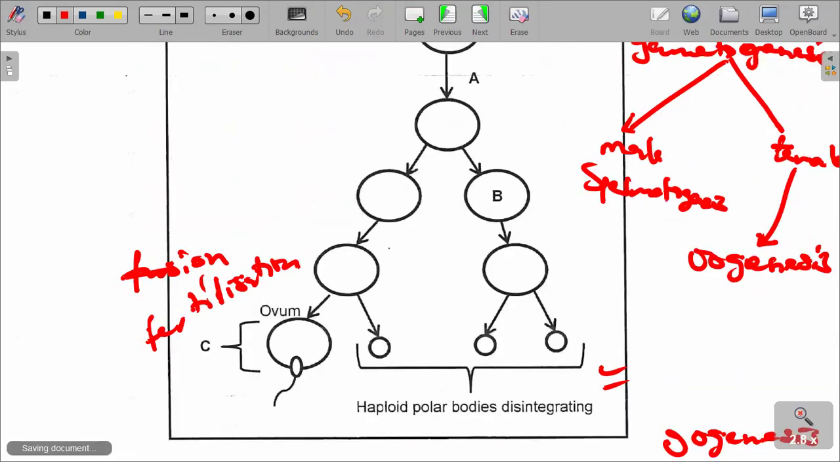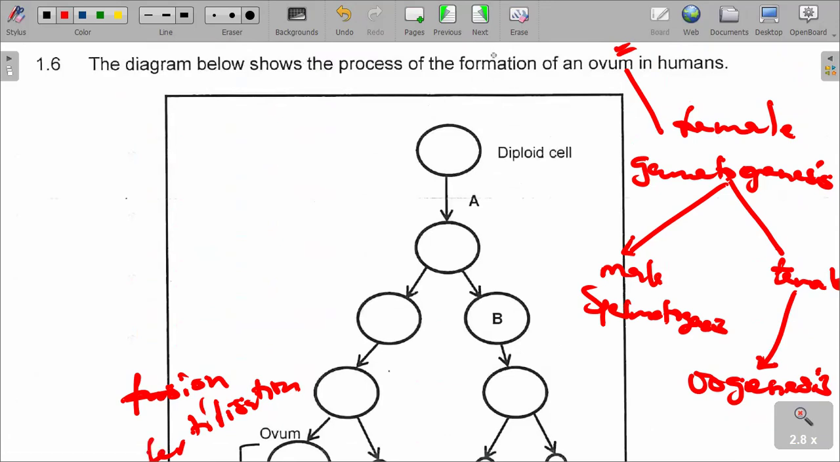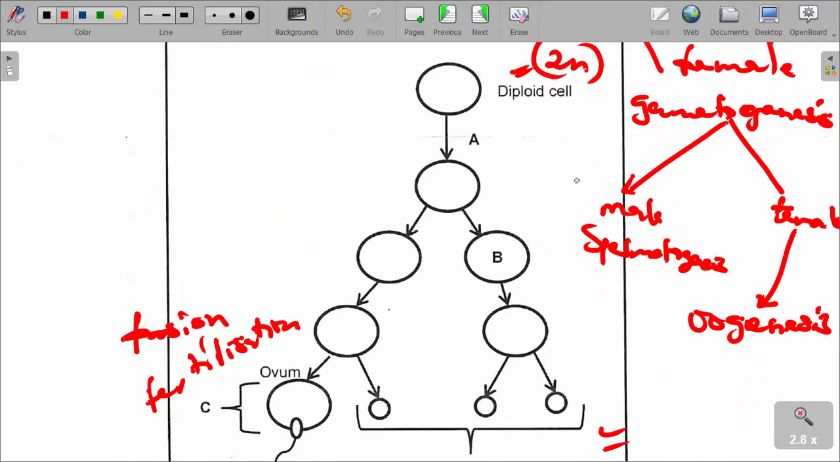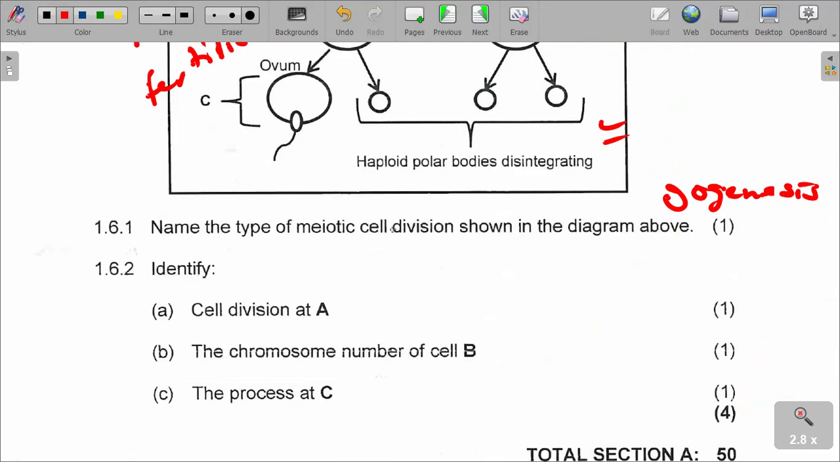At A, I already have mentioned something. We have our diploid cell, our 2N. And then what happens there is the formation of the primary oocyte. So what is the process at A? This is meiosis 1. Meiosis 1 is taking place.